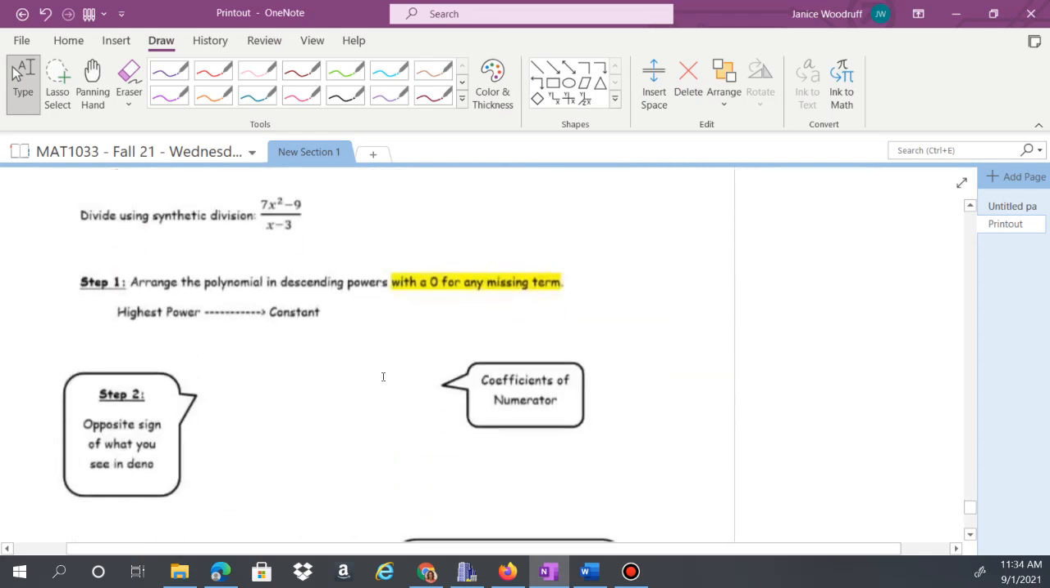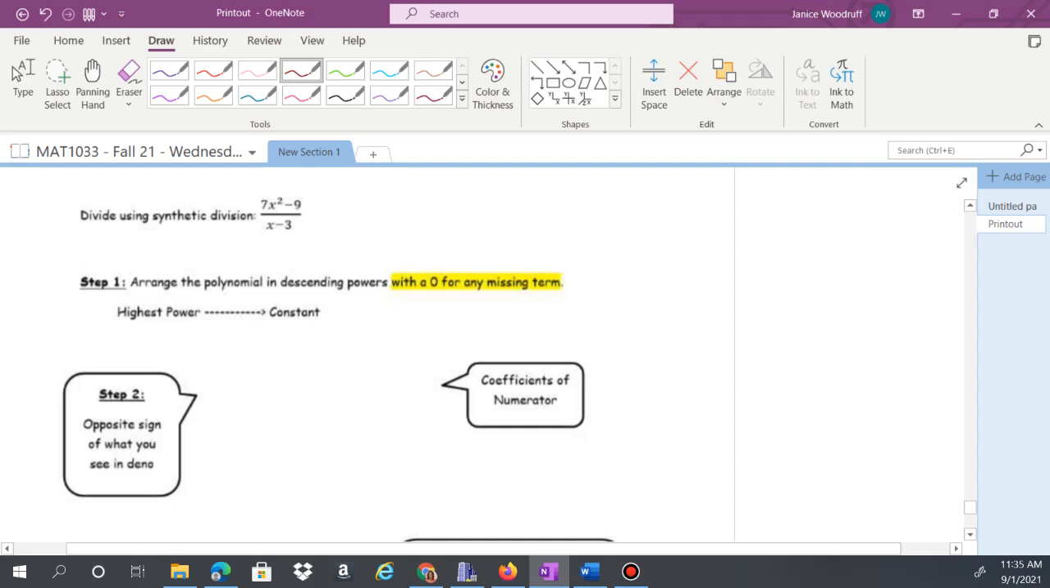Okay, so now we have a binomial in the denominator. So this is x minus 3. So we have a different method here called synthetic division. So here's the steps for dividing by synthetic division. That's what you're going to do for these. So you're going to first arrange the polynomial in descending powers with 0 for any missing term. So what that means is this.